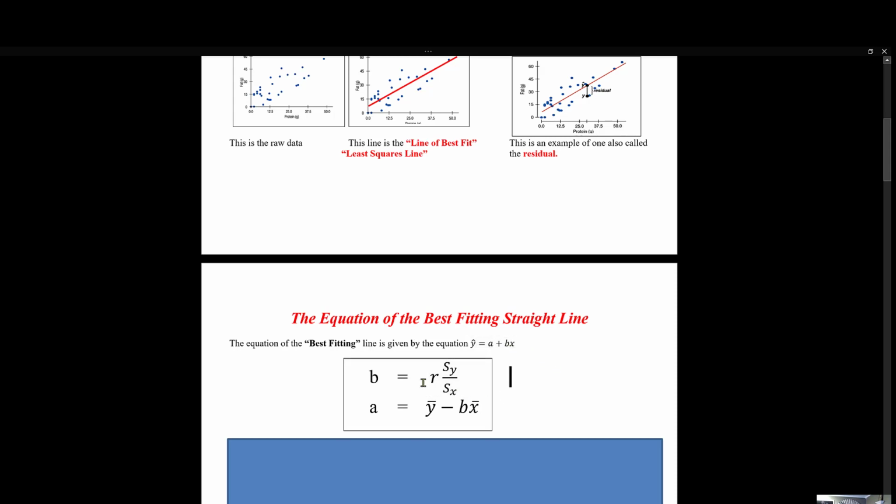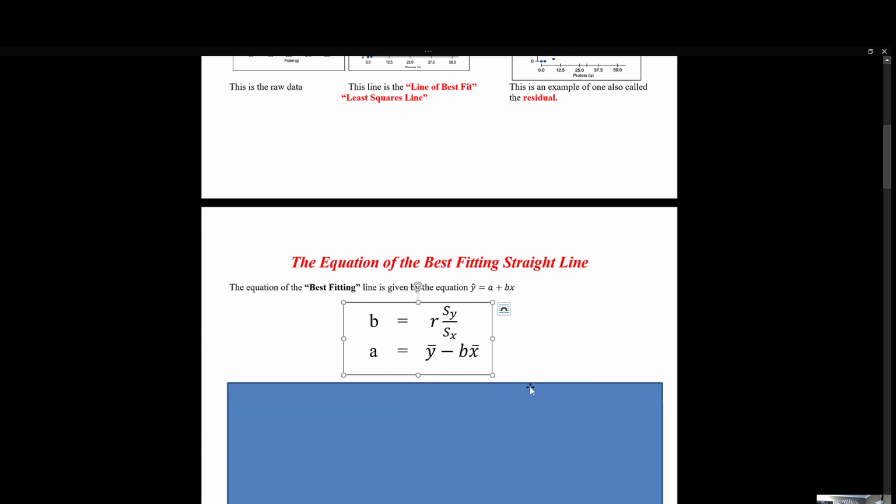Well, the coefficient of x, the b value, can be found by what's called the correlation coefficient r, multiplied by this fraction, and a can be found by this formula here.